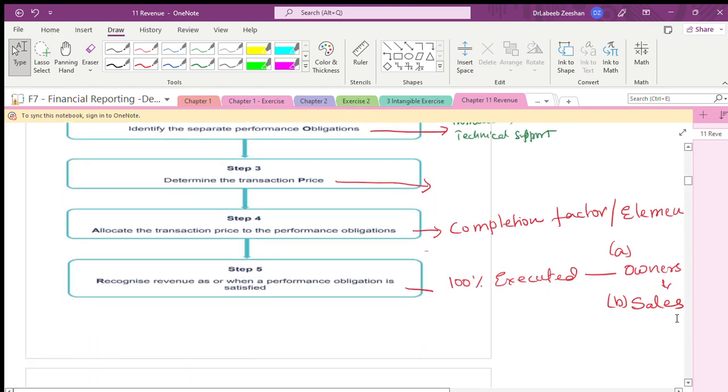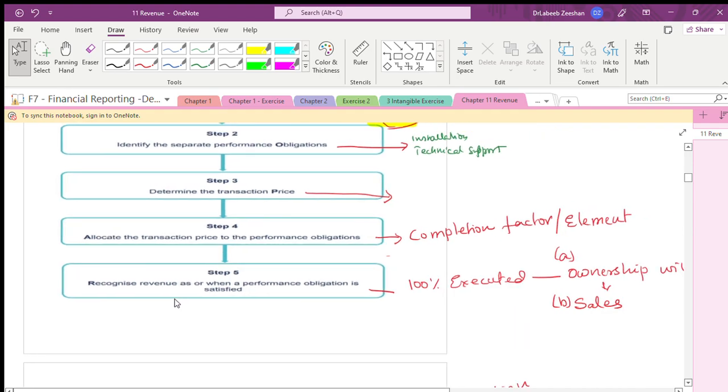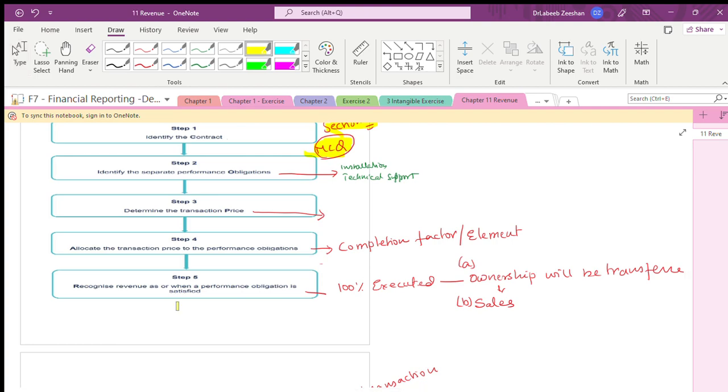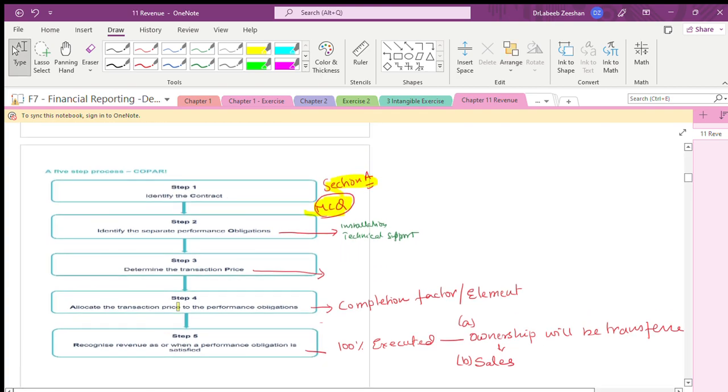100% executed. Ownership will be transferred when sales. Completion factor element. These are the conditions. Once when you are doing revision, revise, write down somewhere. You write down in your notes: IFRS revenue 5 steps. Contract, obligation, price, allocation, and recognition. Is it right?